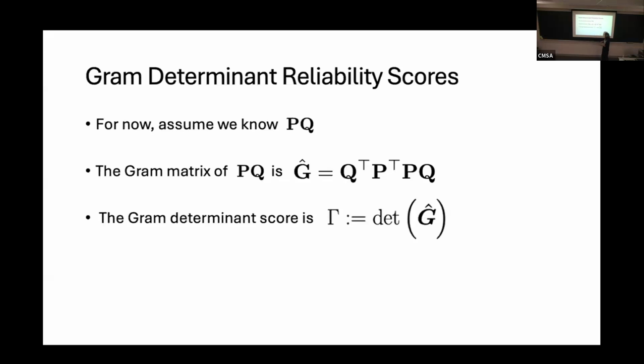So the Gram matrix is basically saying that I take the original matrix and left multiply the transpose of the original matrix, such that this matrix J hat is guaranteed to be a square matrix, and we can calculate the determinant. Okay. So our reliability score is basically saying that let me take this PQ matrix and calculate the Gram determinant of this PQ matrix.